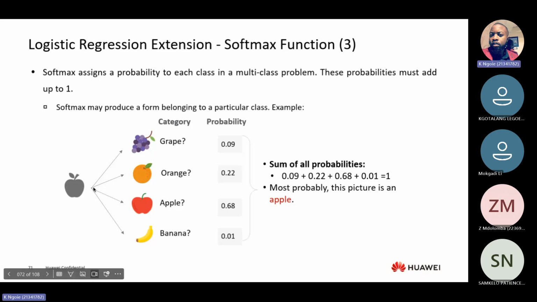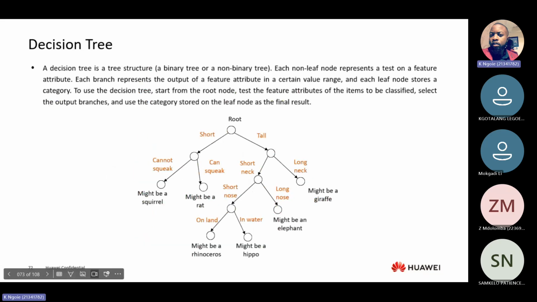From this picture, the machine can look at it and say there's a 9% probability of this being a grape, 22% orange, and so the highest percentage will be the information that will be output.